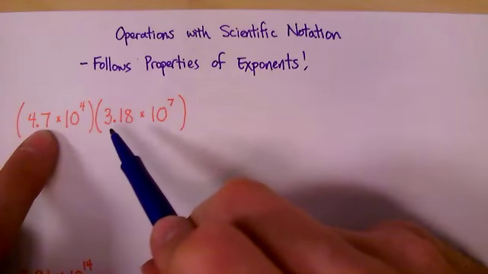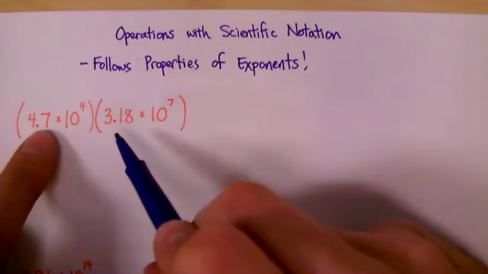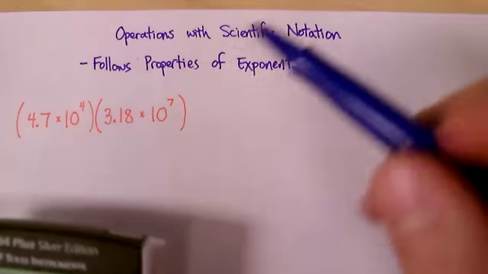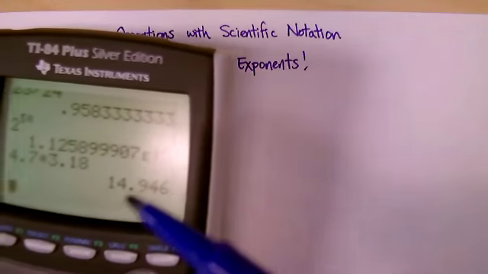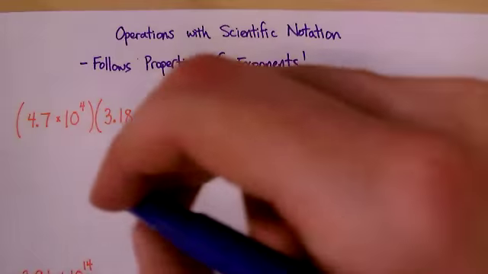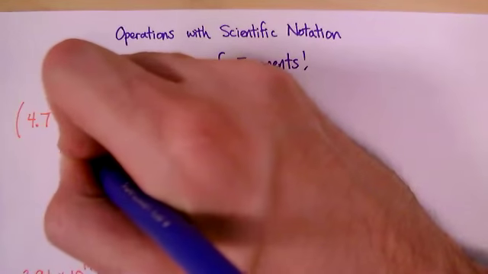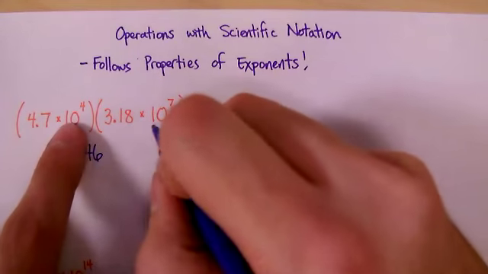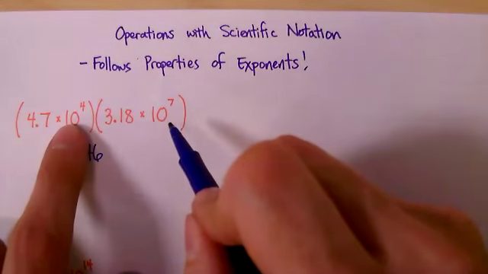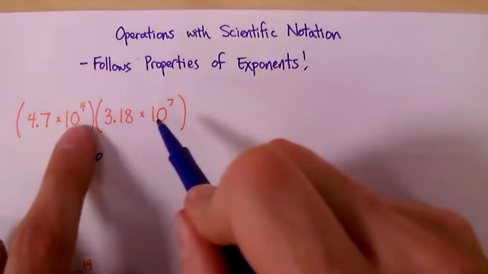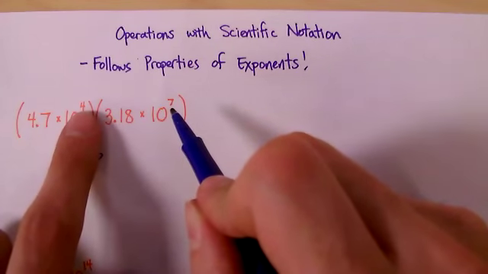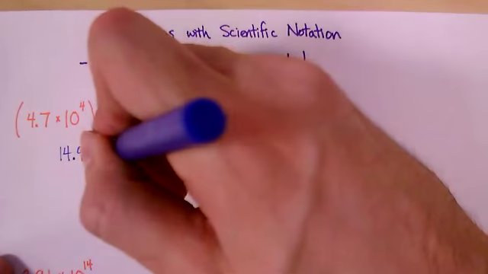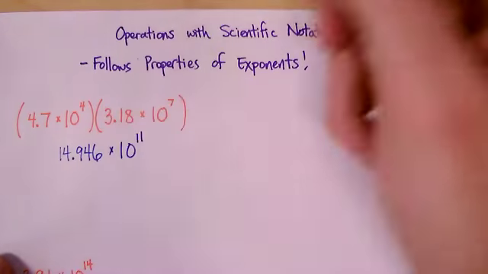So I'm going to multiply this times this just like I would do in our regular properties of exponents problem. So if you do your 4.7 times your 3.18, you can see right here on my calculator I get 14.946. I'm going to go ahead and write that number down. So I get 14.946. I'm going to write the whole thing for right now. And then I'm going to do my exponents right here. I have a 10 and a 10. So the bases are the same. These are side by side being multiplied. So I'm going to add those exponents together. So it's going to be 10 to the 4 plus 7 is 11th power. So times 10 to the 11th power.